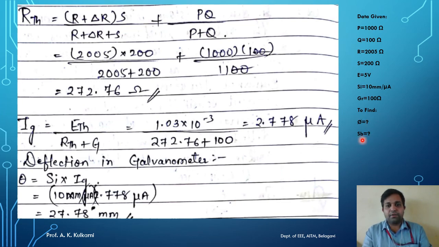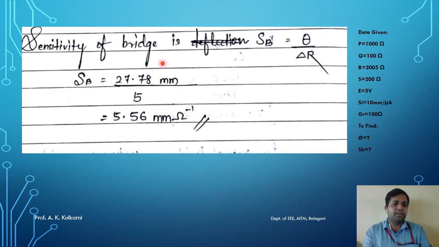After finding the first parameter, the next parameter we need to find is the sensitivity of the bridge. Let us see how to calculate the sensitivity of the bridge circuit. The sensitivity of the bridge circuit is given by this formula: SB is equal to theta divided by delta R. We already found the deflection and we know delta R also. Substituting the respective values, 27.78 divided by the change in resistance, 5 ohm, and simplifying further, we get the sensitivity of the bridge around 5.56 mm per ohm.